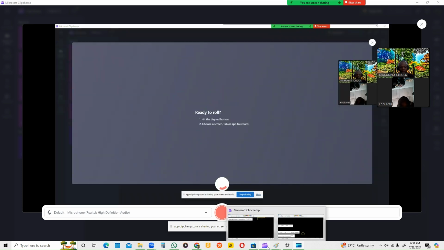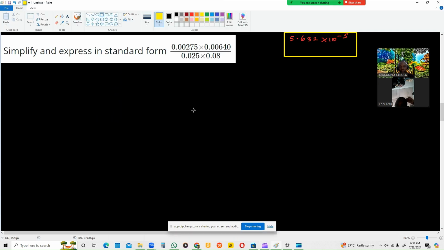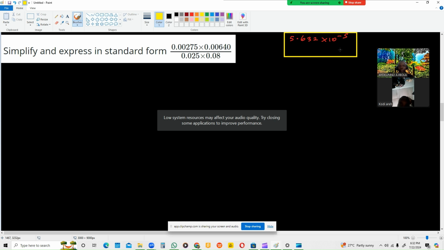Then the question we have here is 0.00275 times 0.00640 divided by 0.025 times 0.08. Now, we could press our calculator and arrive at any given answer. Is that clear?